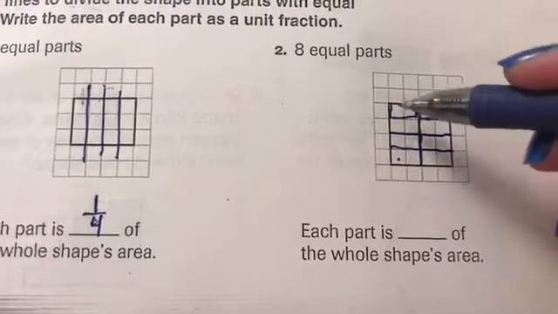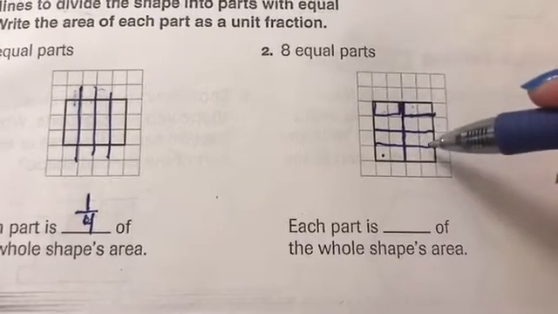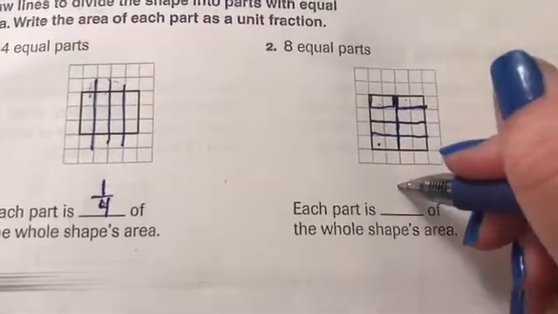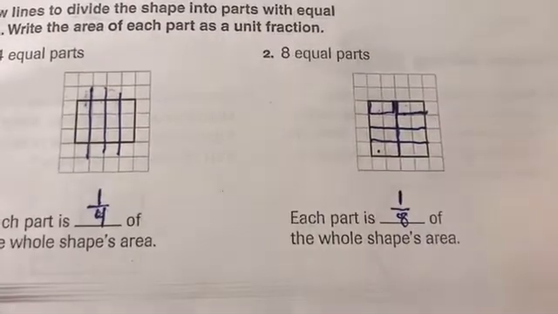Each part, if I only color in one, that's 1/8. If I color in any of them, that's just 1/8. So each part is 1/8 of the whole shape's area. Let's turn the page over.